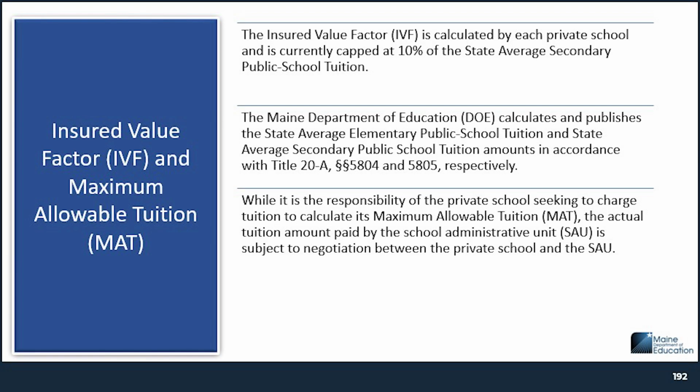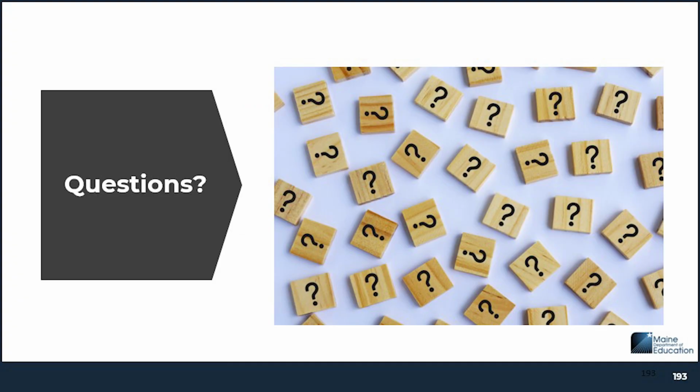So insured value factor and maximum allowable tuition, these are rates that the private school calculates for themselves. They are defined in statute. We do not calculate them for the private schools, but you can ask them for the information that they use, and they should be able to show you their math for how they came up with these figures. Questions?